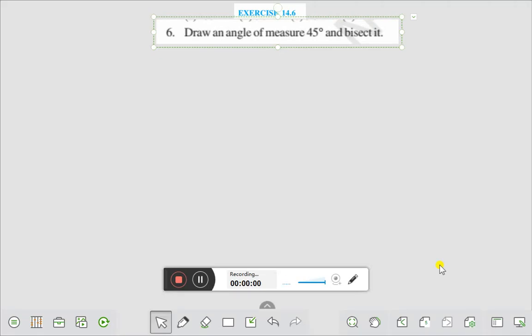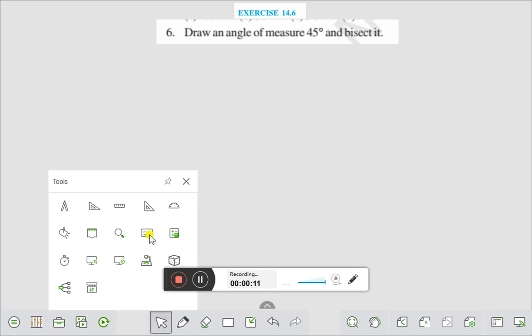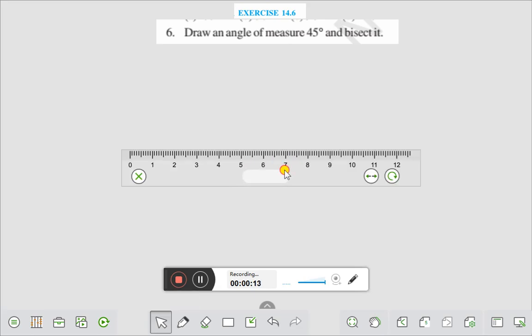Hello everyone. Today we shall discuss exercise 14.6 question number 6. Draw an angle of measure 45 degrees and bisect it. With the help of a ruler and protractor we will draw an angle of 45 degrees.